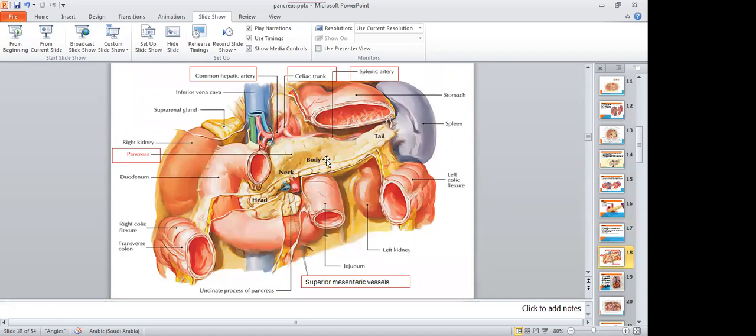This is the diagram. Again, this is the uncinate process, head, neck, body, and tail. The anterior border is not shown here, but as we said, it has attachment to the mesocolon. The superior border is related to the celiac trunk, the splenic artery to the left, and the hepatic artery to the right. Inferiorly it is related to the superior mesenteric vessels.